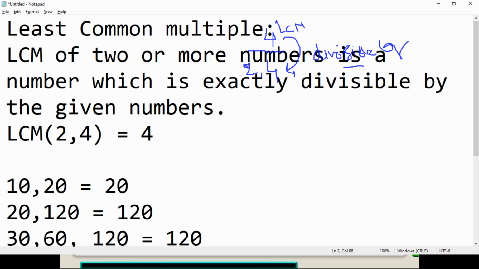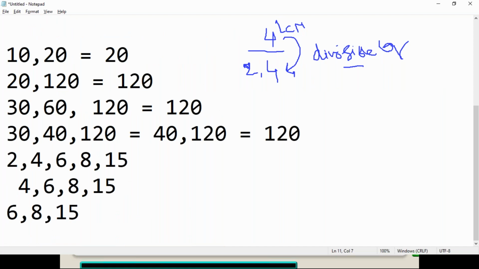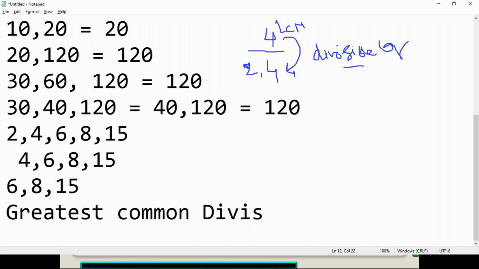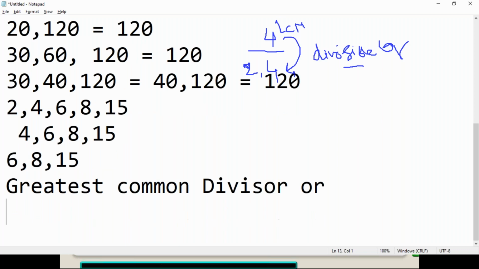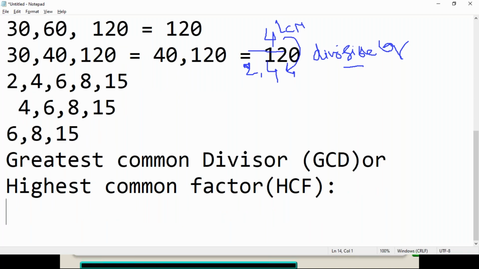Okay, next one: GCD, greatest common divisor, or highest common factor. Both are the same, GCD or HCF. Greatest common divisor or highest common factor.